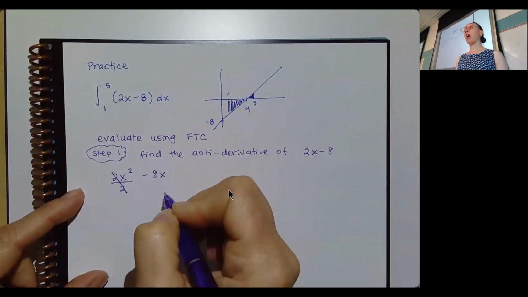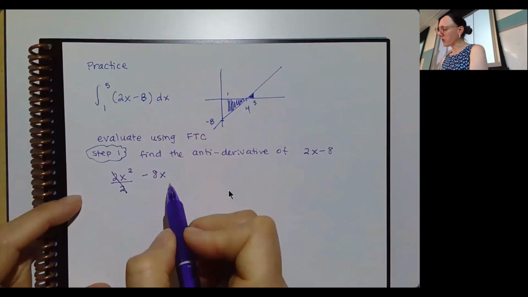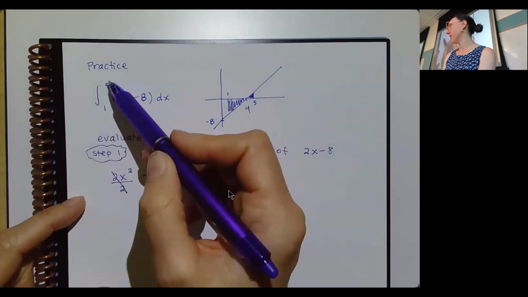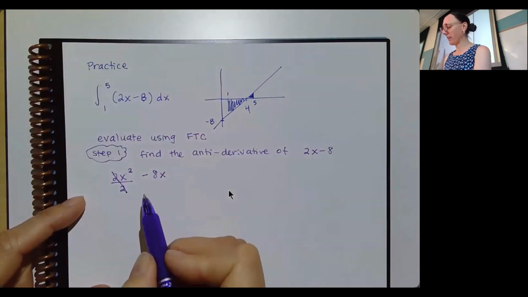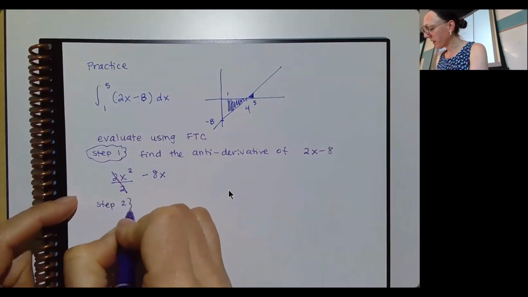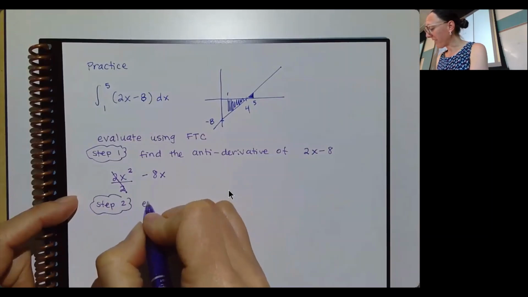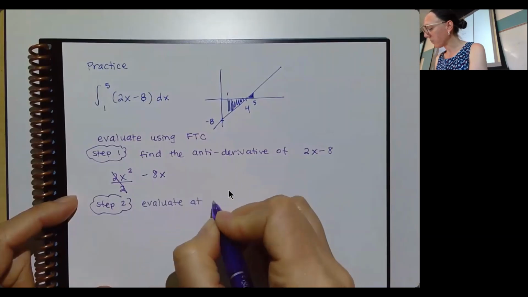Now there's something I'm not going to write down right now, and that's the plus c. That falls out of the algebra when I was saying, just trust me on this one in terms of the formula. We don't need to write the plus c if we have limits of integration, if we are looking at a definite integral like this. So we found the antiderivative, and step 2, we're going to evaluate at the endpoints.